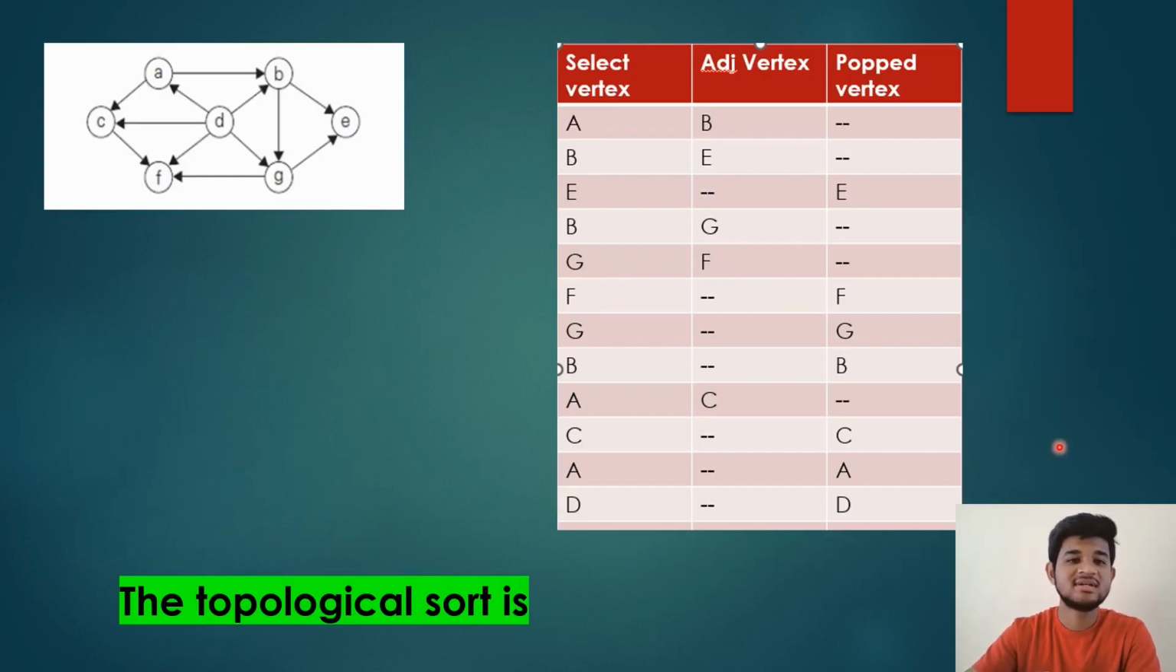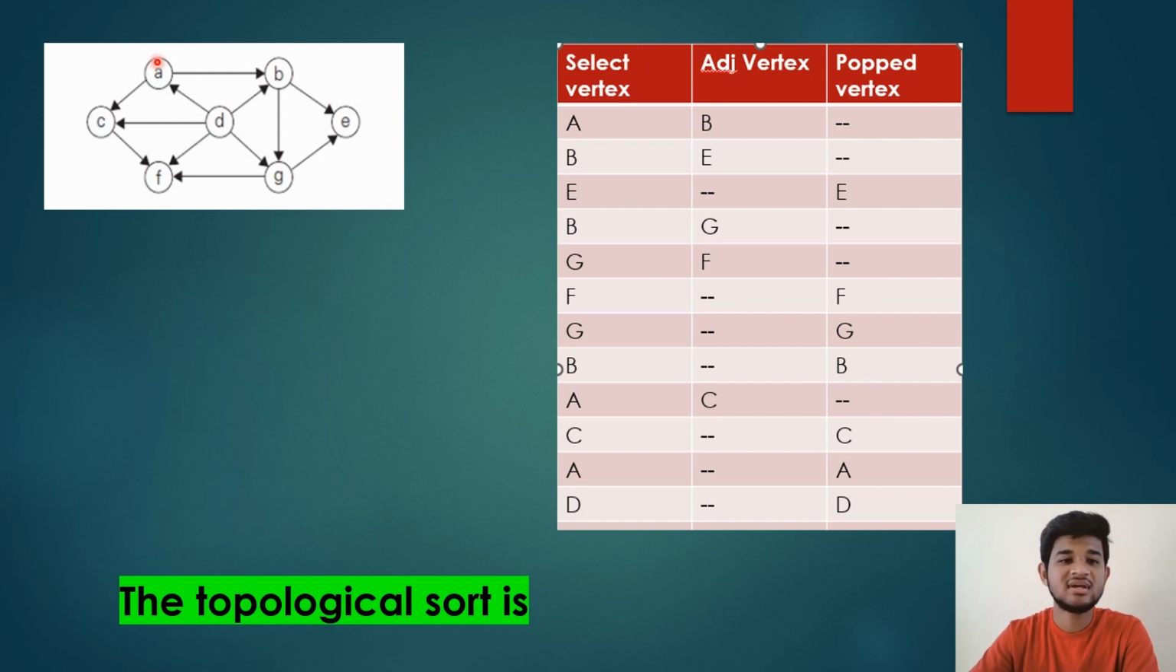Now let us take a small example and get the topological order of this by using the DFS method. In this example, I didn't use a stack. Instead of a stack, I clearly explained it in this table only. The table contains three columns, that is select vertex, adjacent vertex, and the popped vertex.